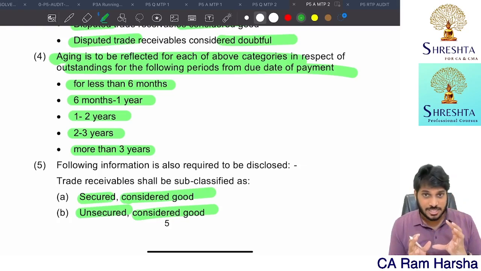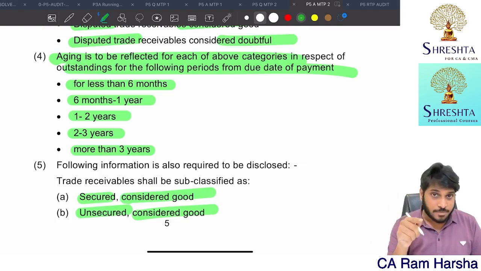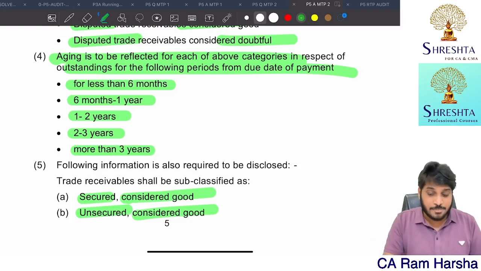This is the right way of presentation of trade receivables. What the company followed is a presentation applicable for trade payables, which is not correct.